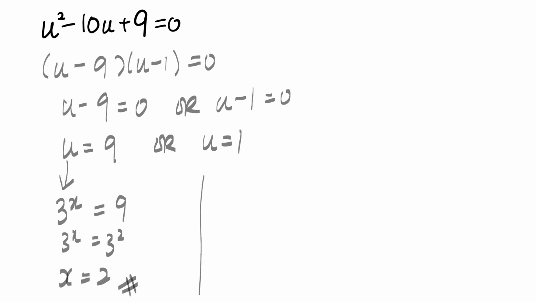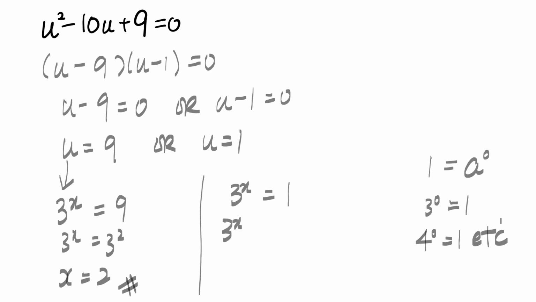Likewise, for U equals to 1, that will be 3 to the power of x equals to 1. Recall that you can write 1 as a to the power of 0. It means 3 to the power of 0 is 1, 4 to the power of 0 is 1, etc. So 3 to the power of x will be equal to 3 to the power of 0. So x equals to 0 is another answer.